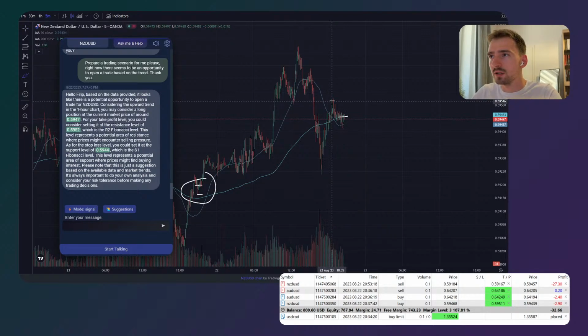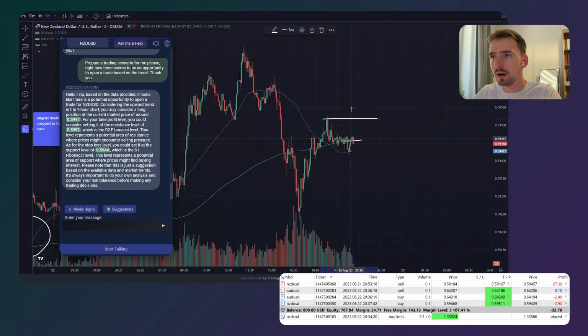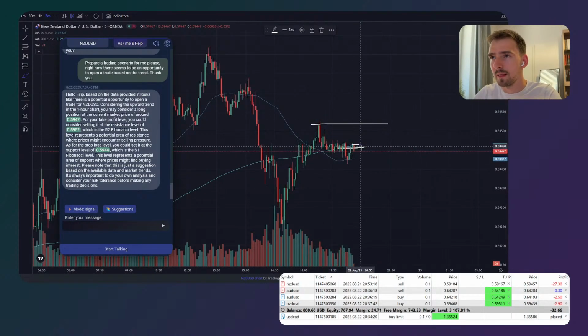So the AI is suggesting to go for a buy from the current price, so that's around here. I'm going to delete this one for convenience. And it's suggesting to go for long from here to here. So we did that. Let's see about that.